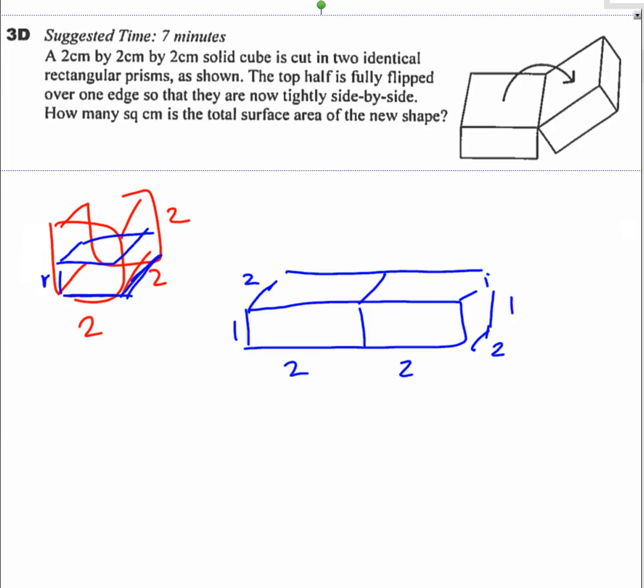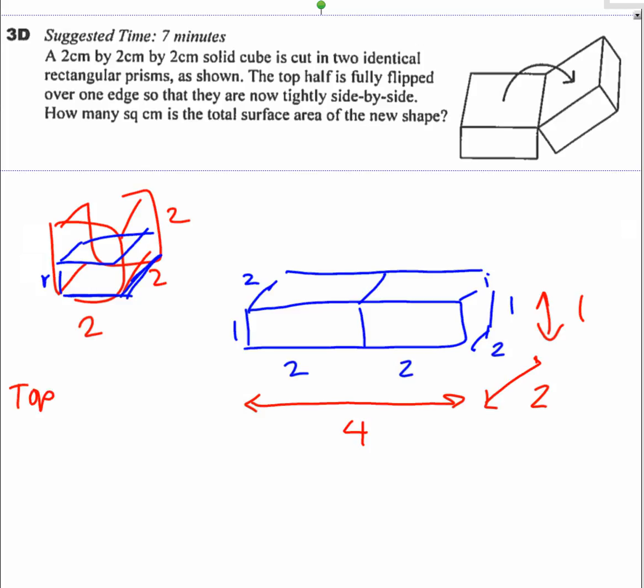So when I look at this shape, the new base is 4, the depth is 2, and the height is 1. Now I need to find the surface area. That means I need to find the areas of all the sides. This is a rectangular prism. There are 6 sides in a rectangular prism. 3 of them repeat in the same. So the top and the bottom are the same, the front and the back are the same, and the left and the right are the same.